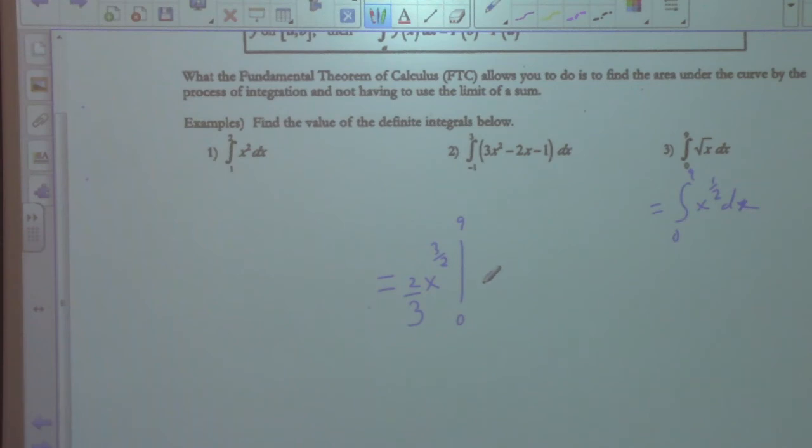Is that as far as you got? No, I got it all. Okay, go ahead. So you have to take 9 to the 3/2, which ends up being 27, because the square root of 9 is 3. So 2/3 times 27 is 18, and then minus 0 is nothing. See, that's what you look for on these problems. If you can engineer it that your lower limit is 0, that's going to make your life easier. So now what do we have? It equals 18.